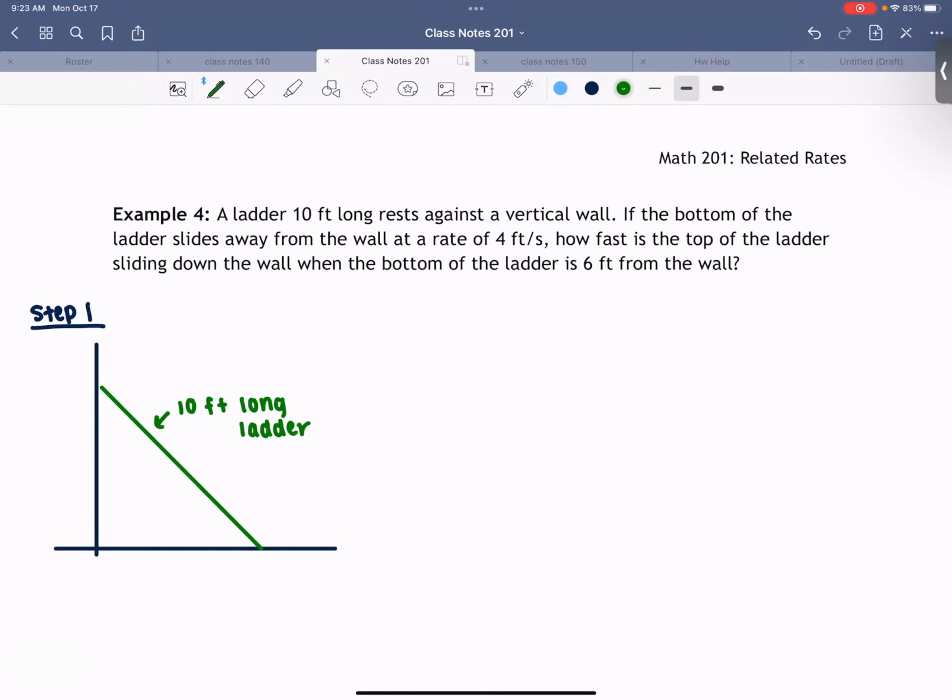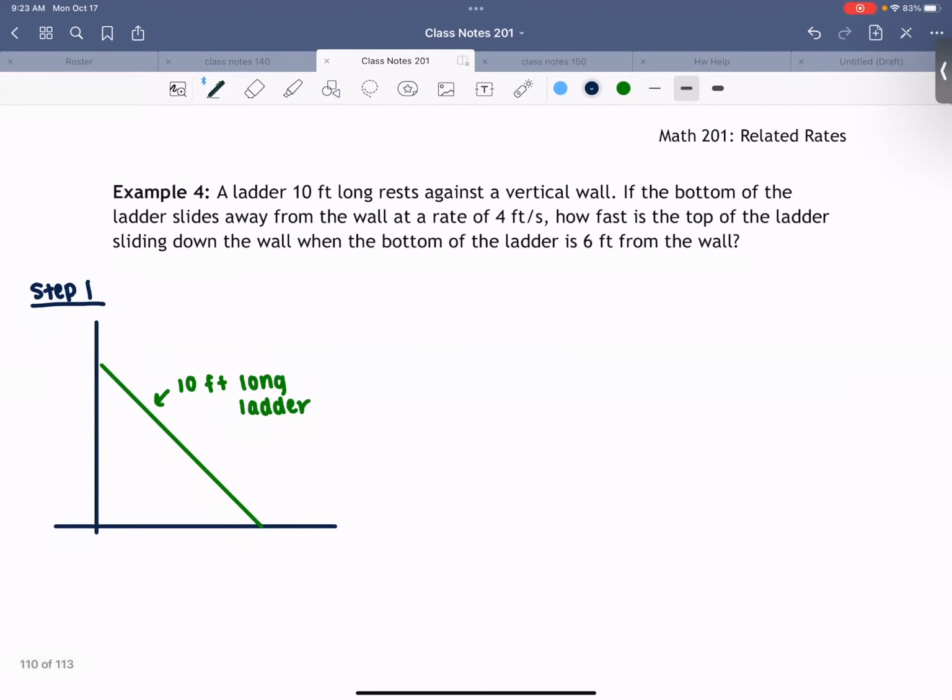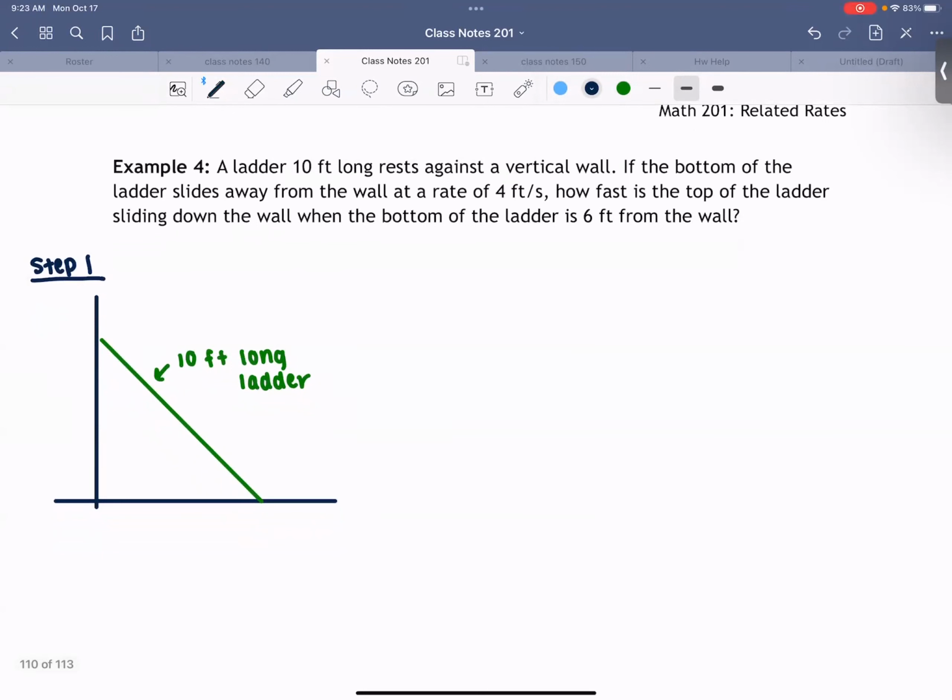Okay. Now I know that the bottom of this ladder is sliding away from the wall at a rate of 4 feet per second. So this point here is going away from the wall at 4 feet per second. I want to know how fast the top of the ladder is sliding down. So how fast is that going? Now I think that's pretty much all the information I can put in this diagram. Let's come up with some variables.